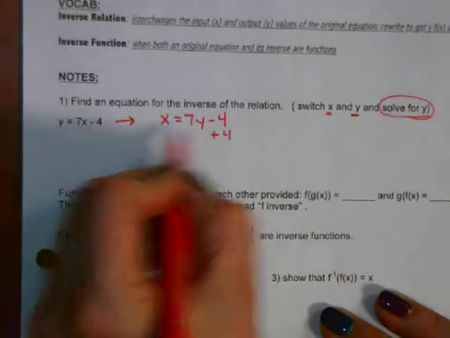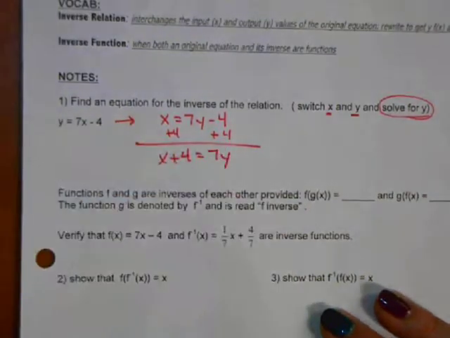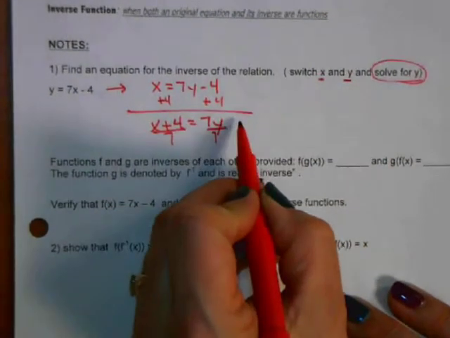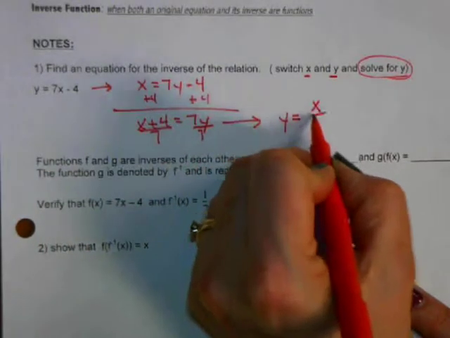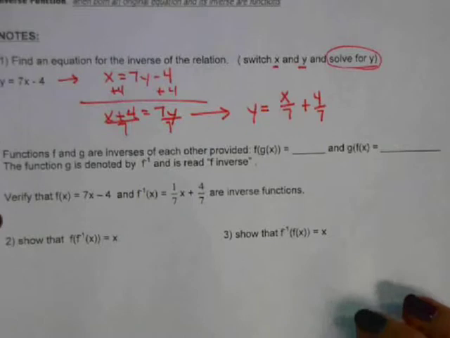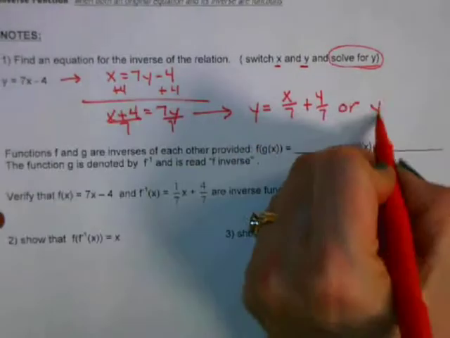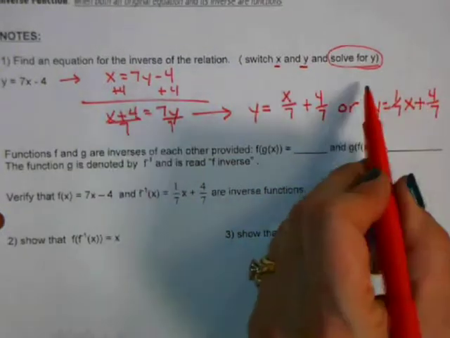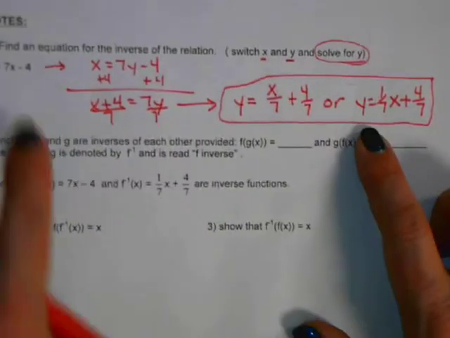So you add 4 to both sides. x plus 4 equals 7y. Divide by 7. And I would get this. I could write it as x, oh, you got to split up the fraction. You can write it like that. So I split up this fraction. Or you might see it like this. This is like slope-intercept form right here. Either way is acceptable. This is the inverse of that.